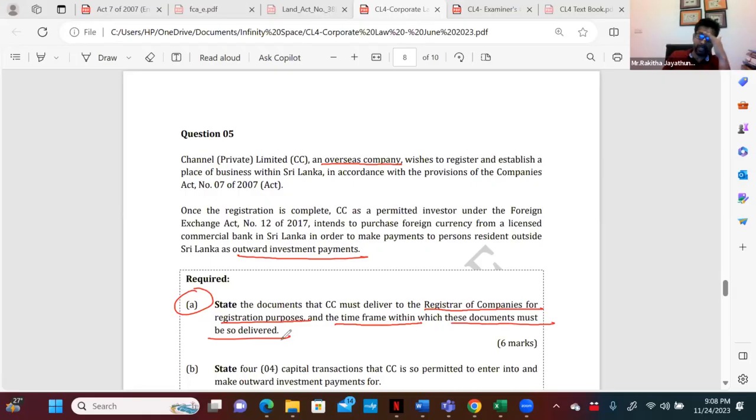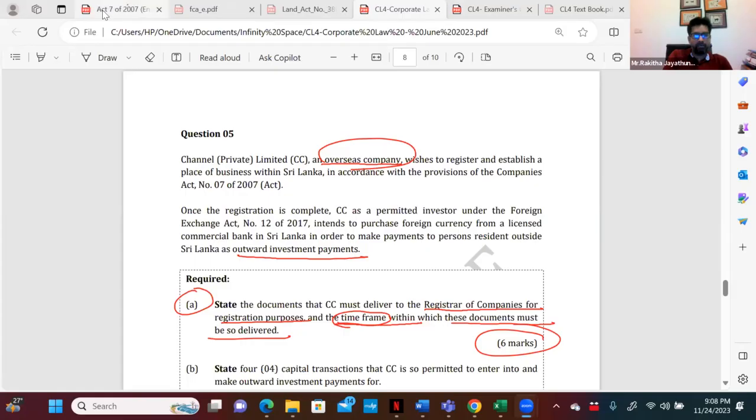Again, the examiner is saying, though the question is straightforward, students have unnecessarily wasted time explaining the whole registration procedure. And they have even got the time frame wrong. Some people have said within 1 year, something like that. But if you identify the relevant section, you can just reproduce the section. It's very clear and straightforward, and easily you can score 6 marks. So this is about registration of an overseas company.